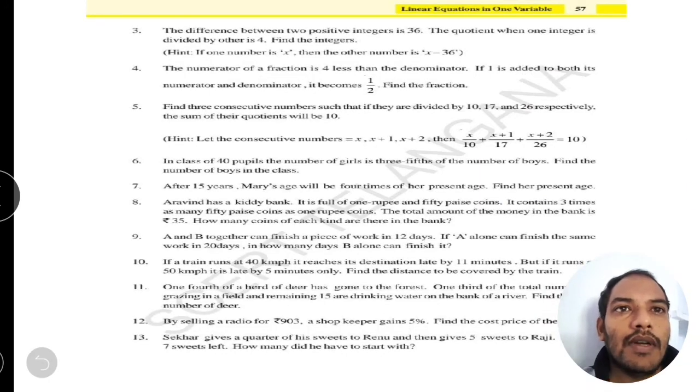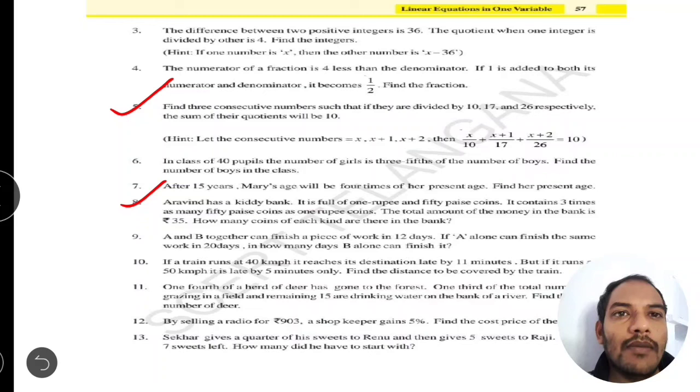So today's homework is the fifth question. This type of question was already completed, that is the third one. And next, the eighth question: Arvind has a kiddie bank, it is full of 1 rupee and 50 paisa coins, same as the example problem explained in this class. And next, the 10th question: if a train runs at 40 kmph, it reaches its destination late by 11 minutes. So it is also explained in today's class. So these are the 3 problems for homework.